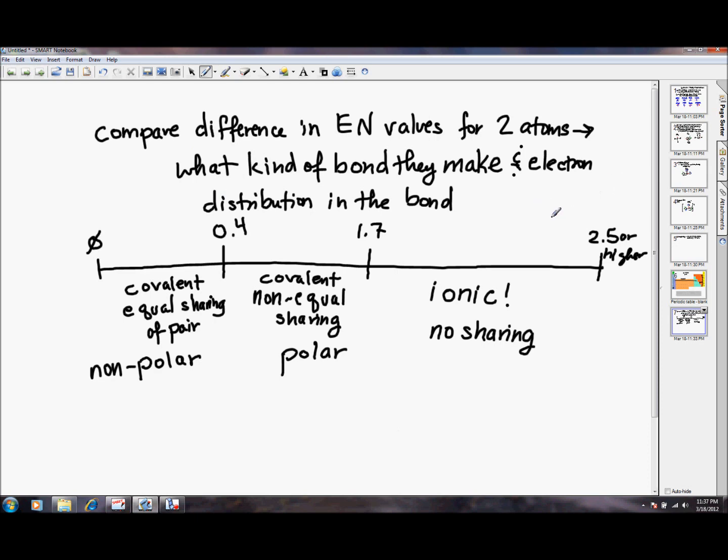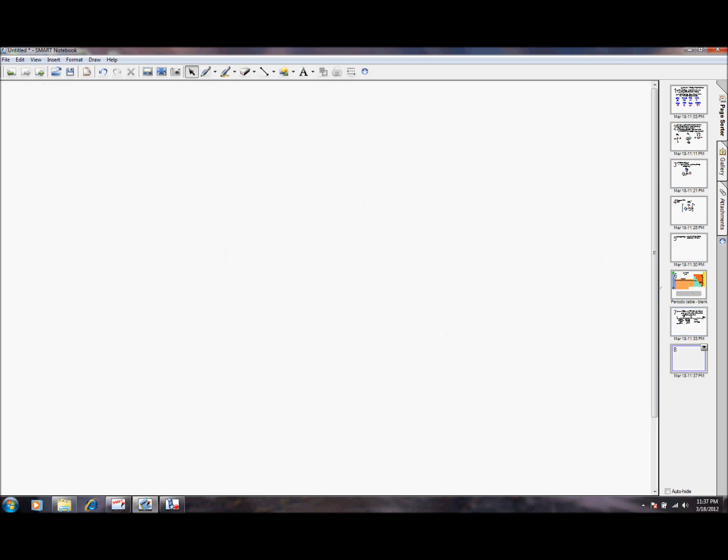Well, let's talk about what it means if we're going to say polar or non-polar. Polar. Okay, if they're not equally sharing, that means that the electrons are going to be closer to one atom.